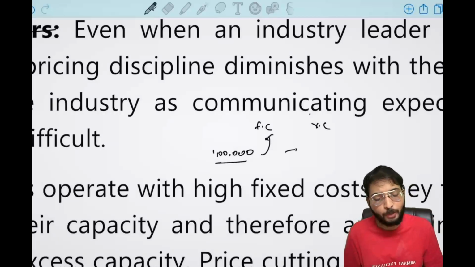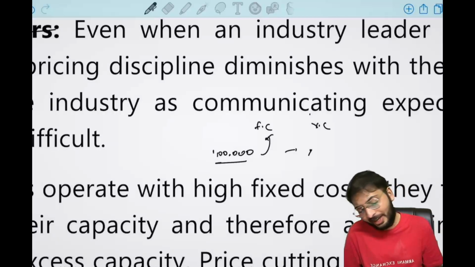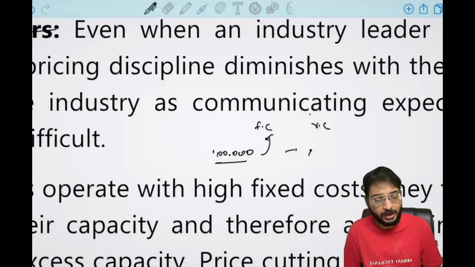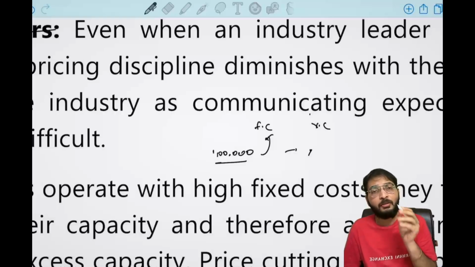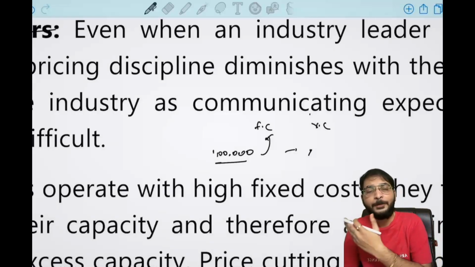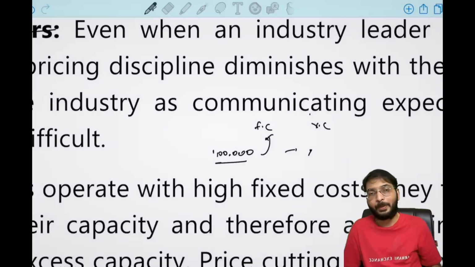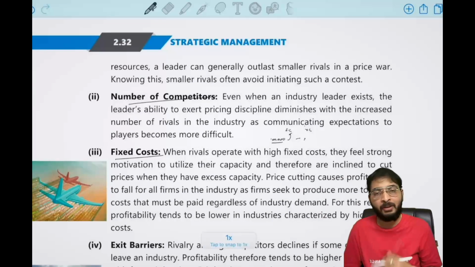What will you do? You produce this 1 lakh, or 1 lakh extra 50,000, 2 lakh, and you will be selling at a lesser price. When you have a higher fixed cost, what will you choose? You want to absorb that entire fixed cost and give it at a lower price. On that, again, we will have more competition and less industry profitability.